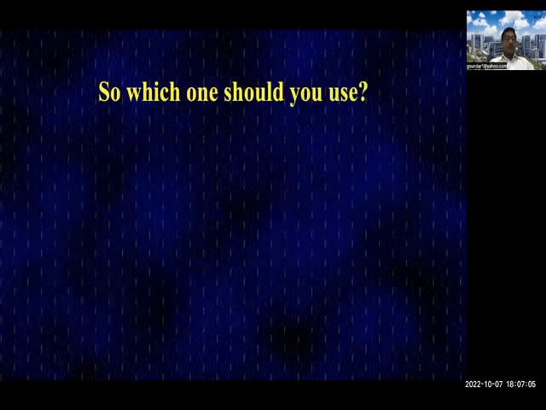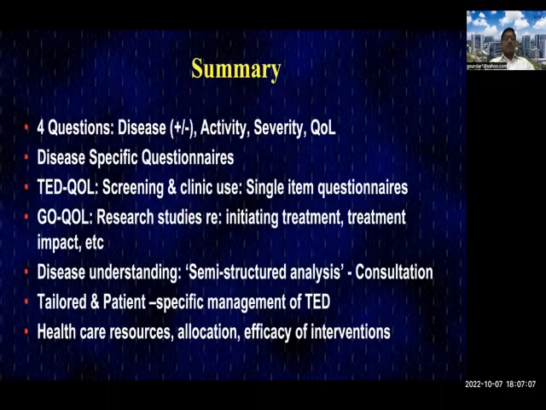So in summary, which one should you use? You basically keep in mind that in thyroid eye disease, you have to answer the 4 questions. And the fourth important question is the quality of life. Try to use disease-specific questionnaires. In a busy clinic, it is okay to use a thyroid eye disease quality of life score, which is good for screening and clinic use.